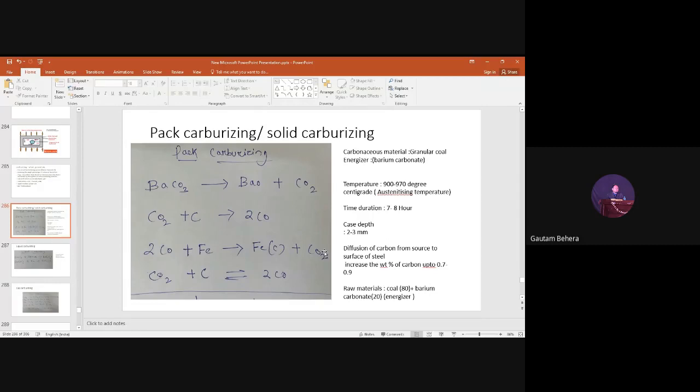So the reaction will finally give rise to iron containing carbon on the surface. That means the carbon percentage on the surface will increase, and it will give rise to CO2, right? Then again this CO2 will react with carbon to give rise to 2CO. So this process will continue. I think this part is clear, everybody.